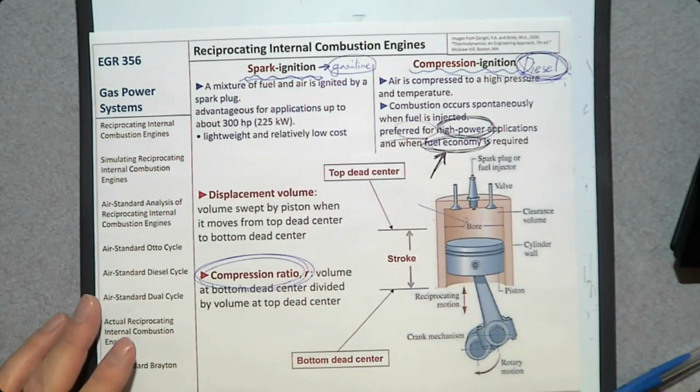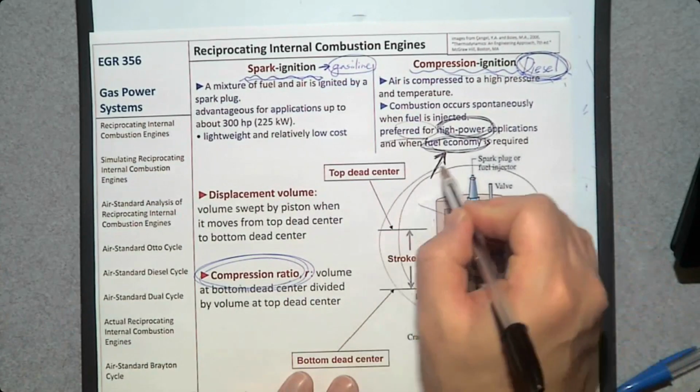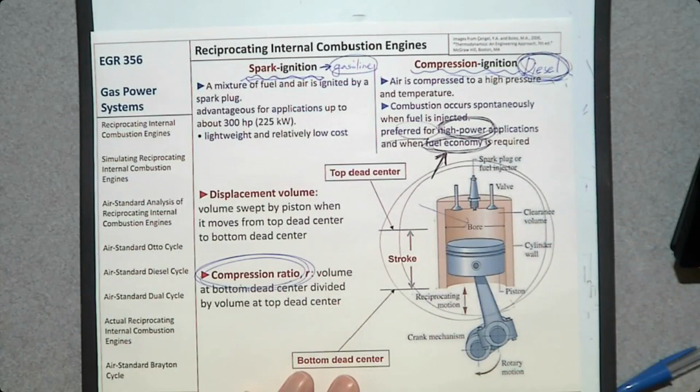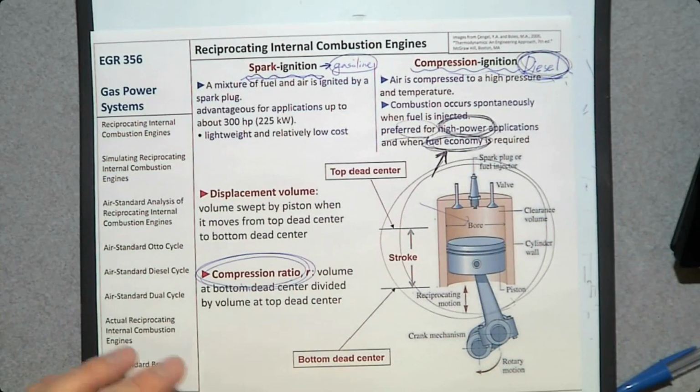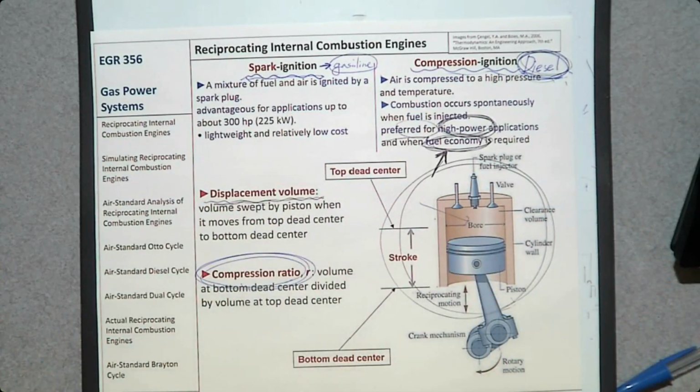So we are going to study thermodynamic cycles for spark ignition system and compression ignition system, so two different types. And to do so, we need to learn briefly about how this piston cylinder device looks like. The first one is called displacement volume. Displacement volume is the volume swept by this piston. So this piston moves up and down. So it goes up and then it goes down. So the entire volume, which is swept by this piston, is called displacement volume.